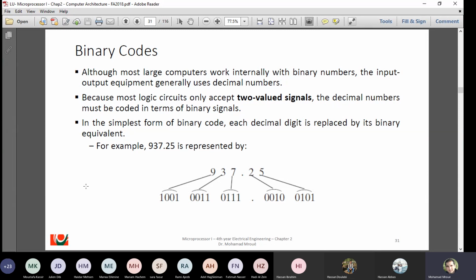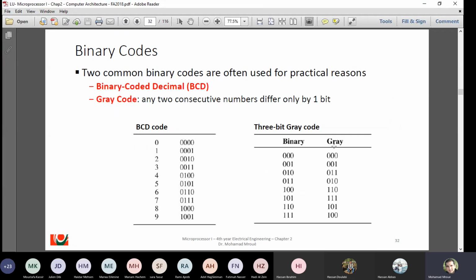So in the simplest form of binary code, each decimal digit is replaced by its binary equivalent. For example, 937.25 is represented by the following. The 9 is 1001, the 3 is 0011, the 7 is 0111, and so on. 2 here is 0010, 5 is 0101. Again, this is not the best way, but this is what we call the binary coded decimal.